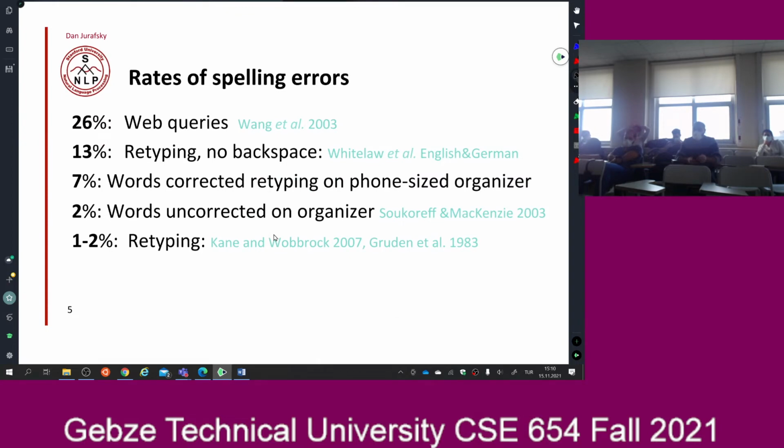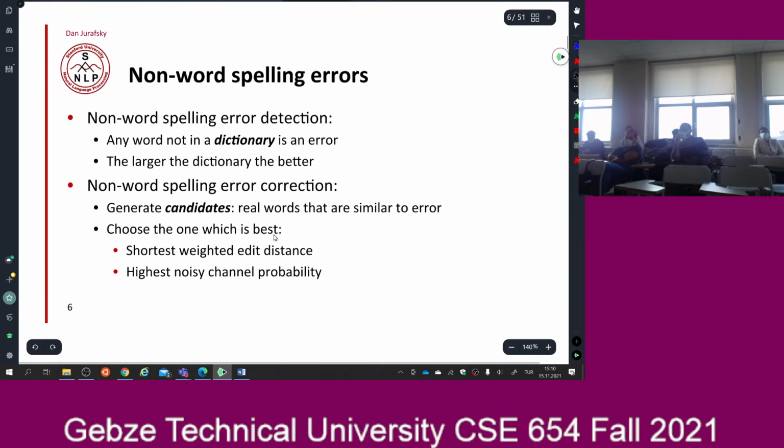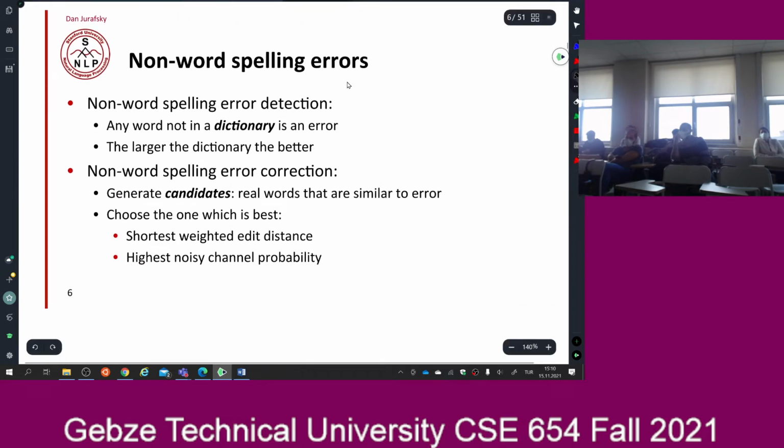Spelling errors happen a lot. It says that 26% of the web queries are misspelled. When you type something, you always get, did you mean this, right? Even if you write something correctly, you get the same thing, did you mean that or this. Non-word spelling errors are easy to deal with. You understand that it's a spelling error. All you need to do is give the user a number of alternatives to change it to. Any word not in the dictionary is an error.